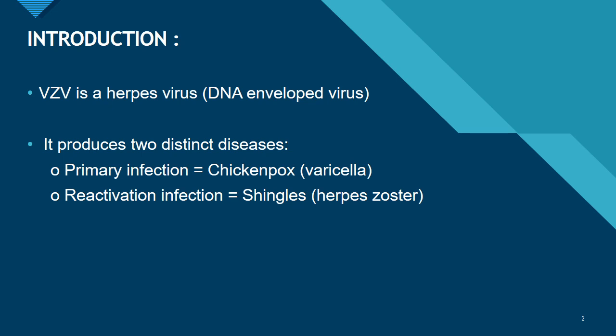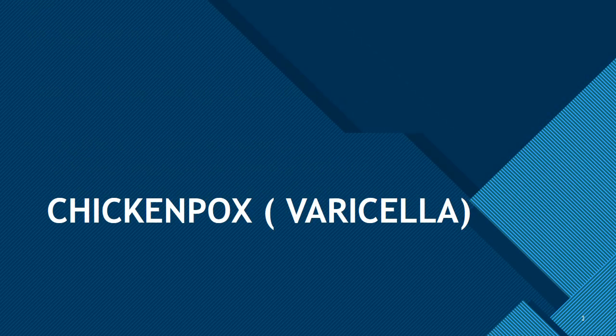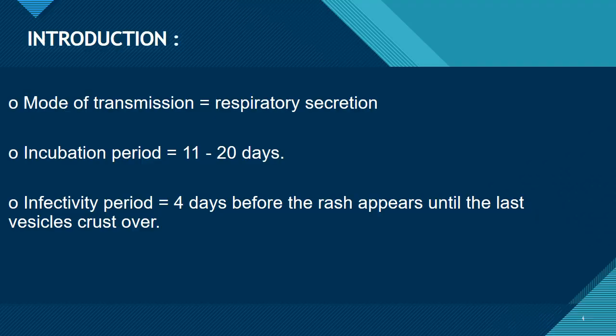The primary infection is chickenpox, which is an acute and highly contagious disease. Then in 10 to 20% of individuals, this virus becomes latent in neural ganglion and gets reactivated after the age of 50 years or when the patient is immunocompromised, and it causes shingles or herpes zoster. So first we will discuss chickenpox, which usually occurs in children.